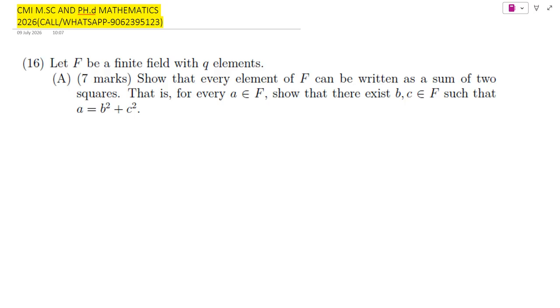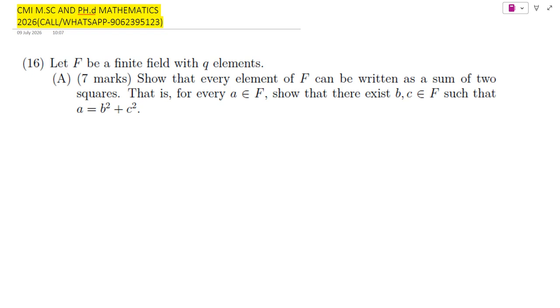Today we are going to solve this question, and this question is from the CMI 2026 paper. Now, CMI, or the Chennai Mathematical Institute, is one of India's premier institutes for advanced mathematics. The questions in this examination are designed to test mathematical thinking rather than computational ability. So instead of asking, can you calculate? They ask, can you prove?